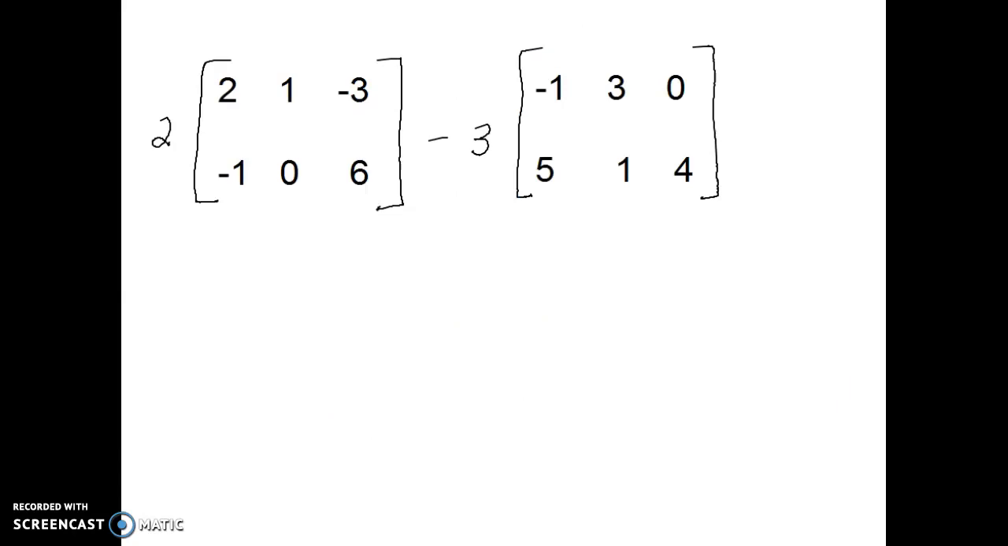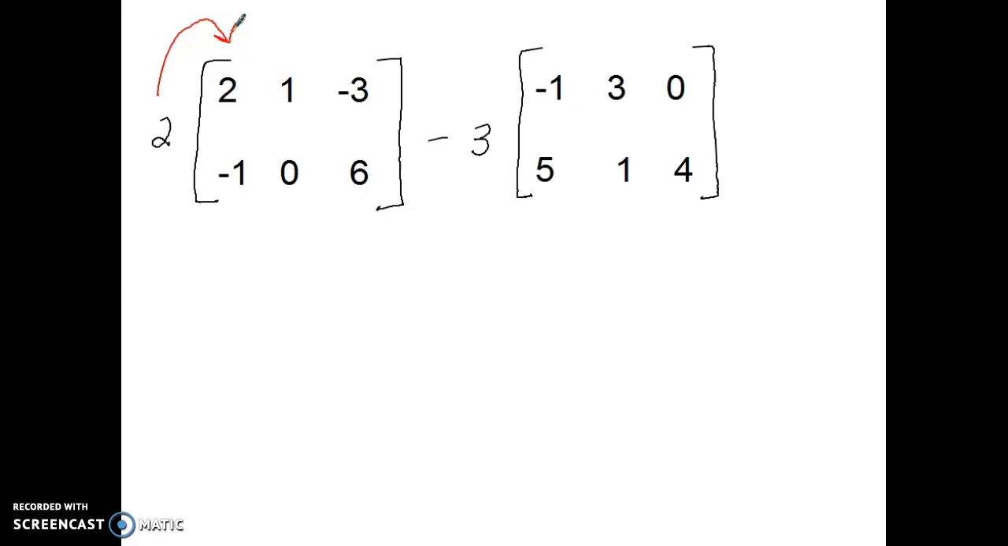Now we're going to put both concepts together. So think about simplifying math expressions. We need to multiply before we add or subtract. So I want to multiply my first matrix by the number 2. I want to make everything 2 times greater.